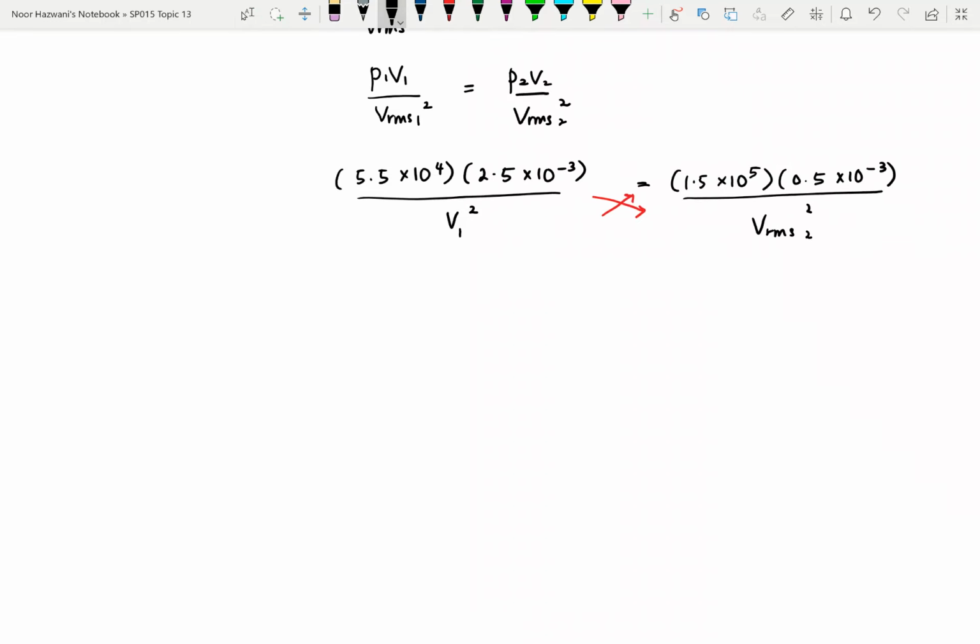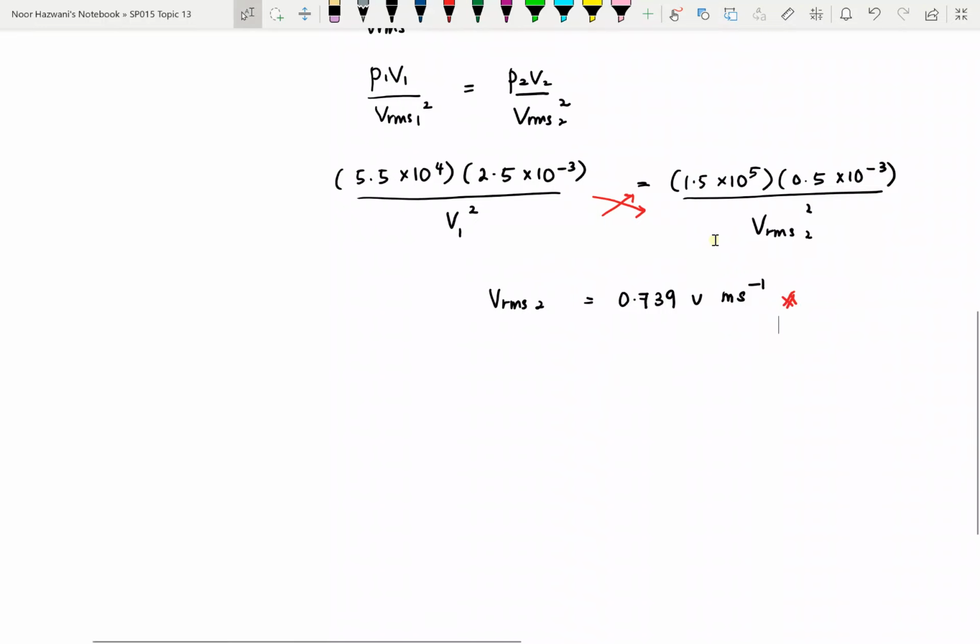You akan dapat VRMS 2 squared you adalah sama dengan, okay, you kena ada square root lah nanti. Yang tu matematik you. So, you akan dapat 0.739 V meter per second. Okay. If you confused about the maths, just personally ask me.